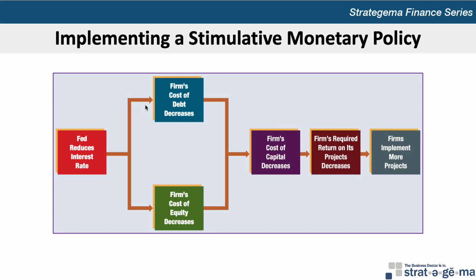As the Fed reduces the target federal funds rate, it influences all short-term interest rates, including the risk-free rate, and this reduces the firm's cost of borrowing, which is debt, and a firm's cost of equity, and therefore reduces its overall cost of capital. If a firm's cost of capital is reduced, its required return on its business investment is reduced, and in turn, more of the possible projects that a firm considers will become feasible and will be implemented.